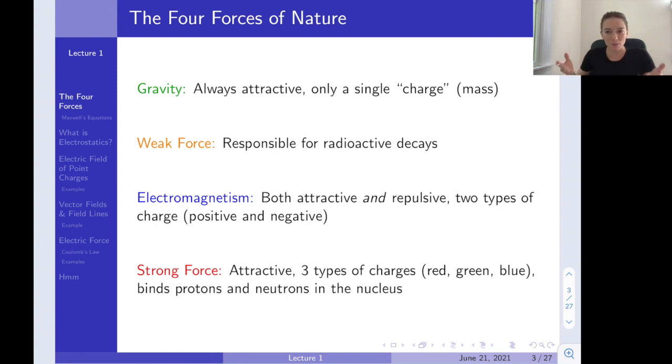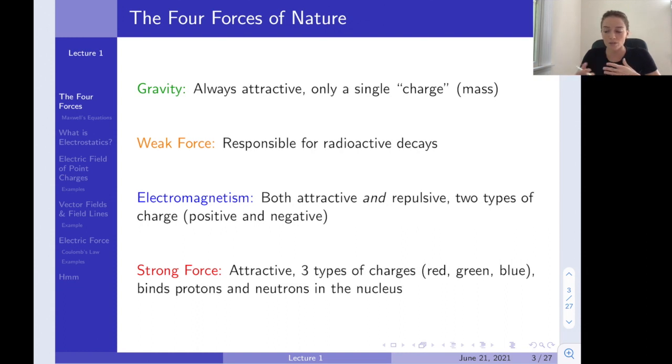So gravity is the one we have the most interactions with. Everybody's familiar with gravity. Gravity is only attractive, right? You never have masses that repel each other because of their gravitational field. Masses only ever attract each other due to gravity. And there's only a single type of charge, which is mass. You either have mass or you don't have mass. There's no negative mass, there's no different types of masses, it's just one type of charge, which is mass.